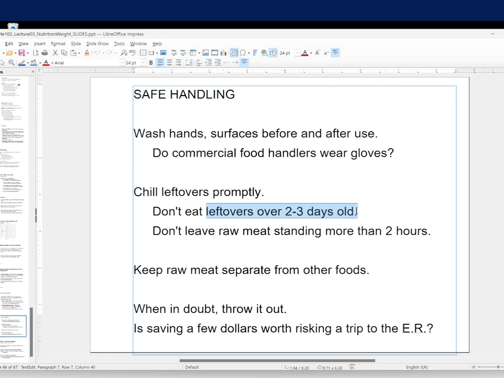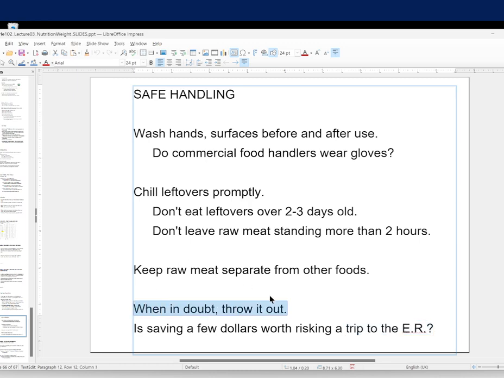The problem with refrigerators is they do not stop spoilage, they only slow it down. So food that would have spoiled and become dangerous to eat after like 2 hours in the sun on a warm day would still become dangerous to eat after several days in the refrigerator. The refrigerator does not stop spoiling, it only slows it down. So the question now to you is, do you want to risk a trip to the emergency room just because you're trying to save a few dollars? I don't think it's worth it. When in doubt, throw it out.